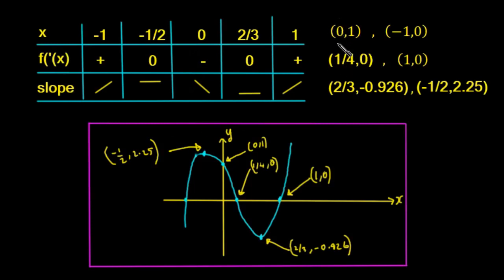So we've taken a note of all our points here, our 0, 1, which is where it cuts the y-axis. We've got our roots at minus 1, 0, 1 upon 4, 0 and 1, 0. And we've also got our turning points, so that's one of the turning points there, and that's the other one. So we can make this little table up. So we can take our points, which are our turning points, which are going to be at a value of minus a half, that's one there, and 2 upon 3, which is that one there.